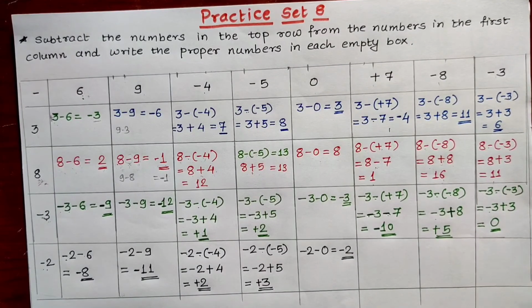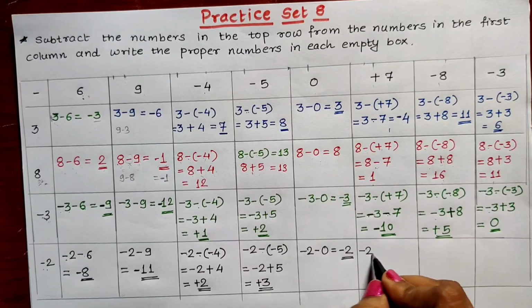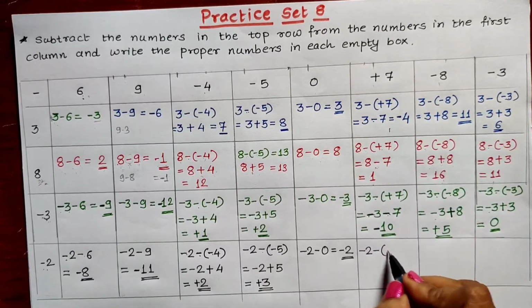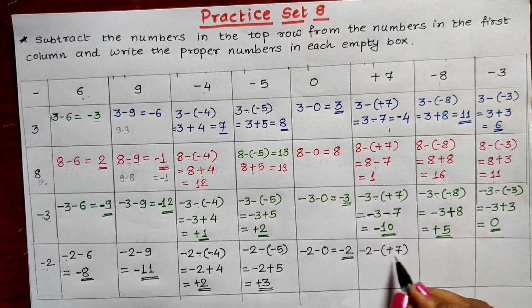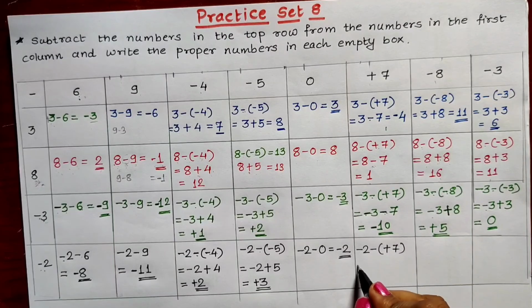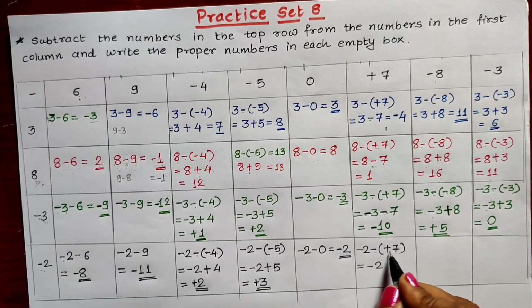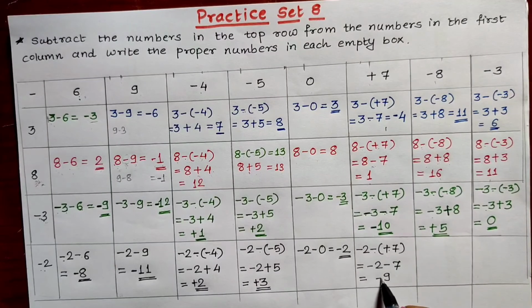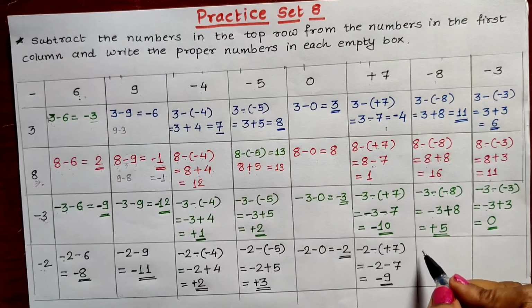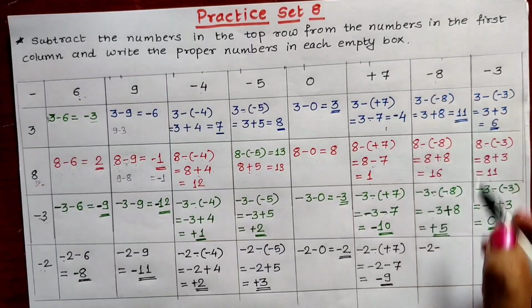Okay. Now next one, minus 2 minus this plus 7. Plus 7 I write inside the bracket because two signs are coming close. So second number should be written inside the bracket. This minus 2 as it is I write, minus plus become minus. Combine the sign and write one sign. This 7 as it is I write. Same sign, common sign. That means we will have to add the number. 7 plus 2 is 9. And give common sign to the answer. Answer is minus 9.